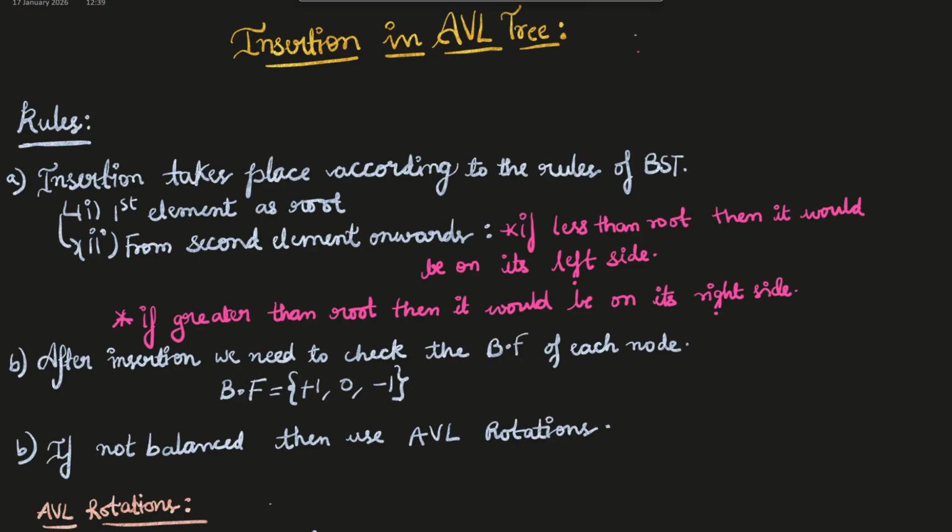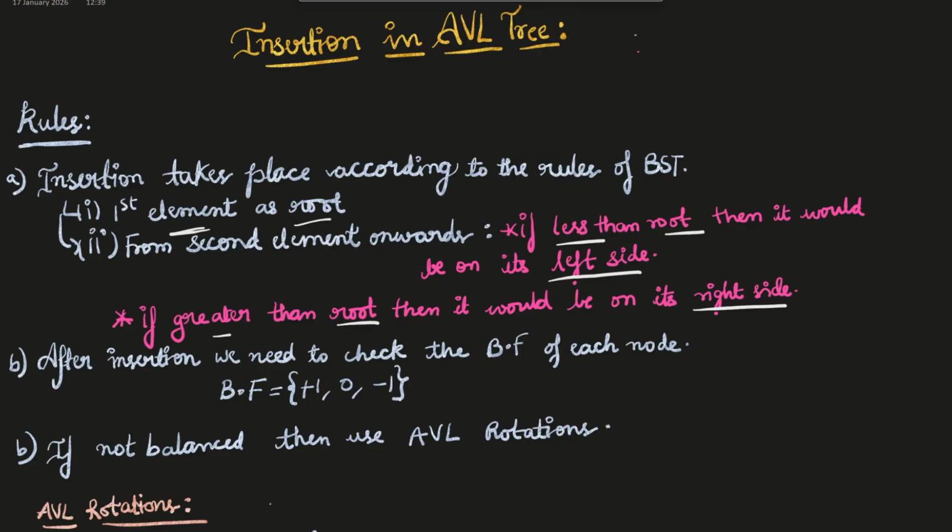What are the rules of BST? The first element has to be the root. And from the second element, if the element is less than the root, then it would be on the left hand side. If the element is greater than the root, then it would be on the right hand side.